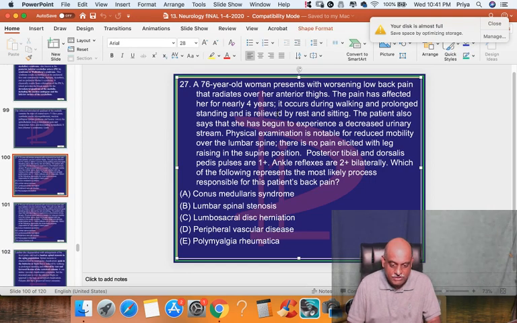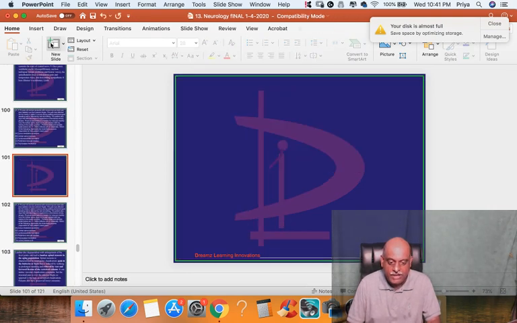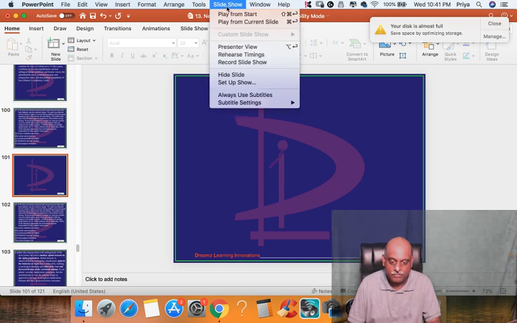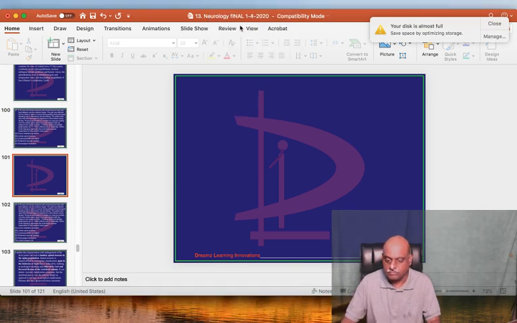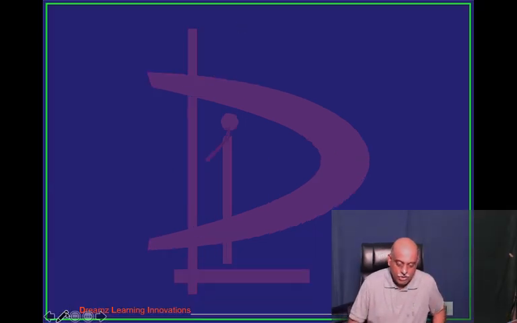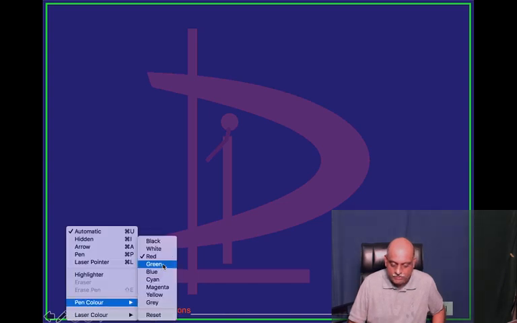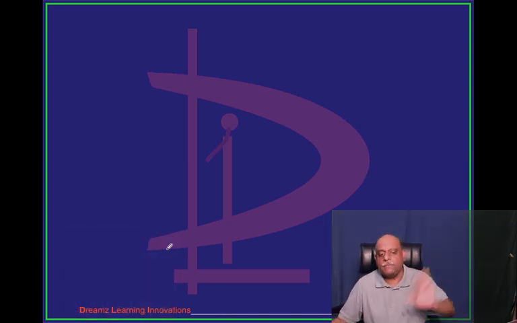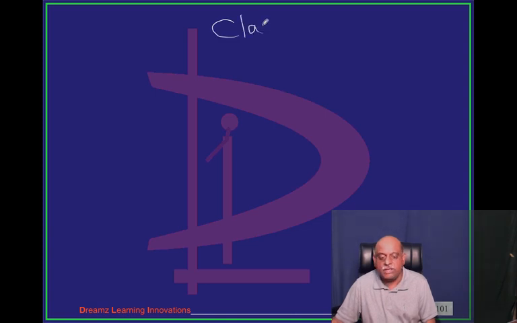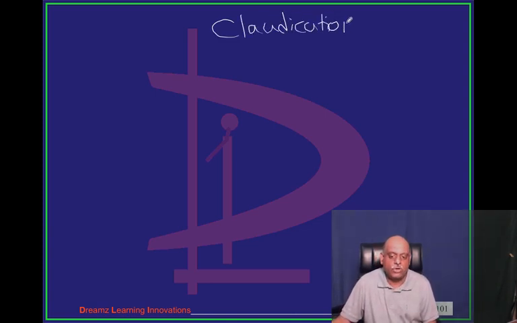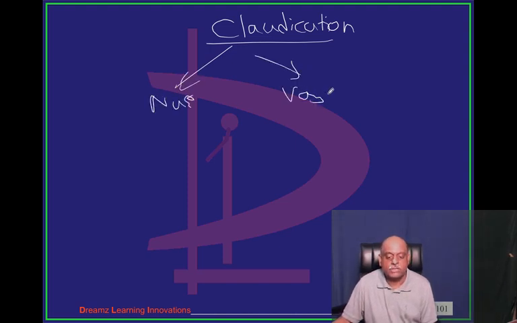Let me get one slide to talk about this. So, doctor, there are two types of claudication. Claudication means a pain in the lower limb, right? In the limb. So one is called neurogenic claudication, the other is called vascular claudication.